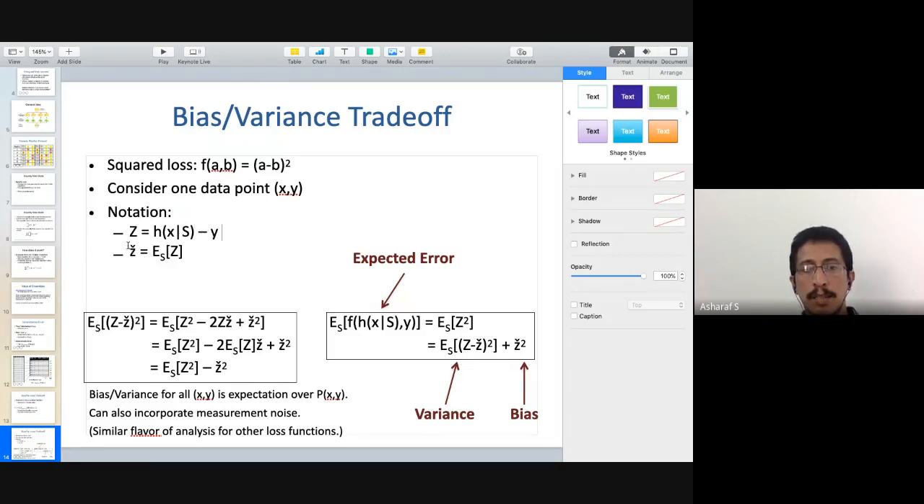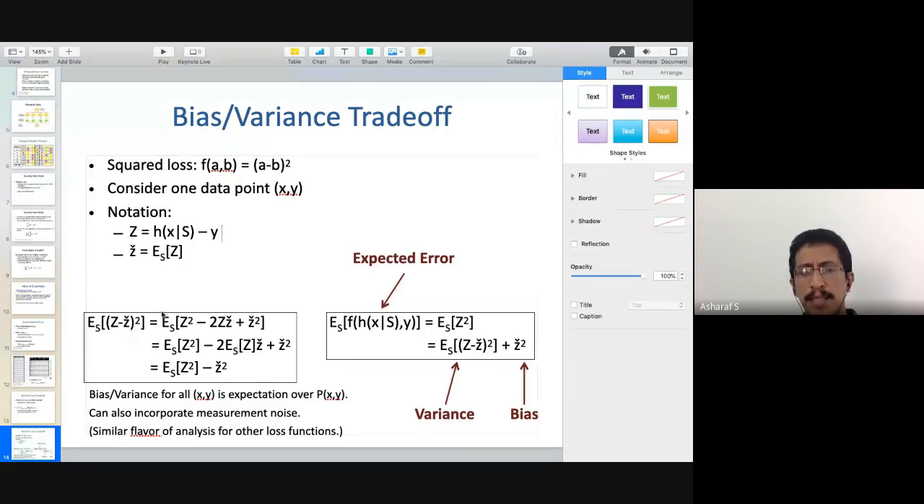So z, and I want to define z cap as the expectation of z, which means the expectation of h(x) given S minus y. So that's what it is. The expectation of this is called z cap. I just want to find the difference between the actual error and the expected error.